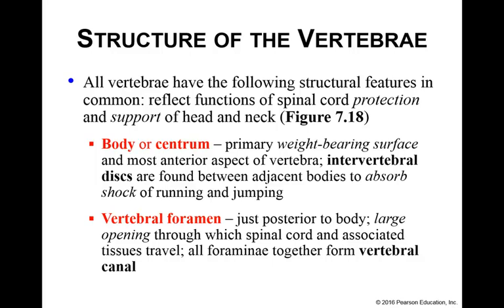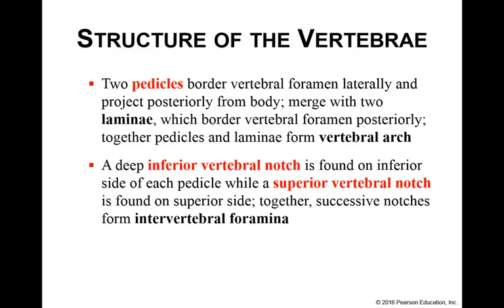You also have vertebral foramen, which are right behind the body. They're right posterior to the body. They're large openings. This is where the spinal cord and any tissues have to travel. All of the foramina form together, and that's what we call the vertebral canal. Most of them have two pedicles that border that vertebral foramen laterally, and they are going to project posteriorly from the body, which is pointing backwards. They merge with the laminae, which border that foramen, and then together the pedicles and the laminae form a vertebral arch, and you'll be able to see that really well when you look at a picture.